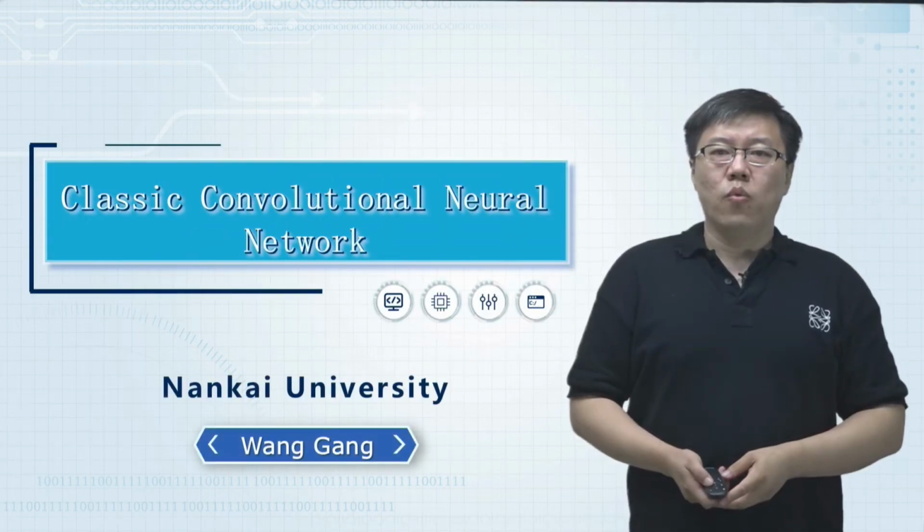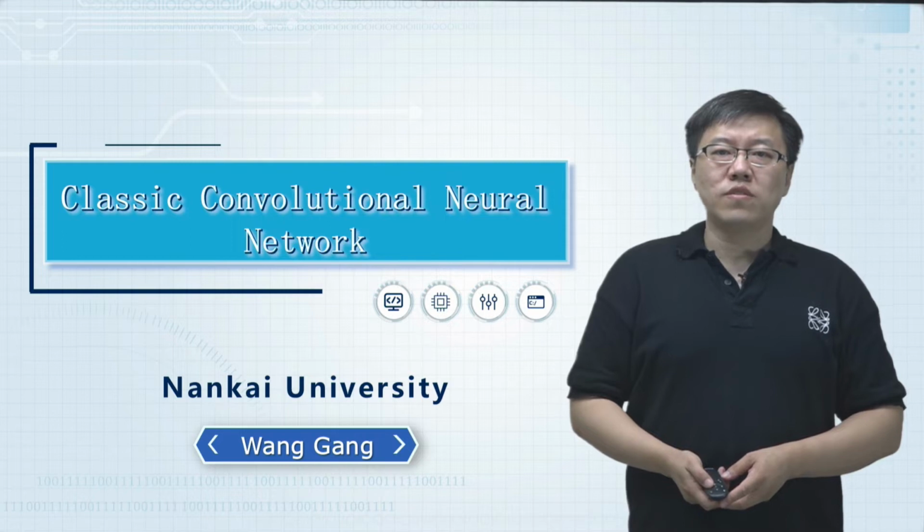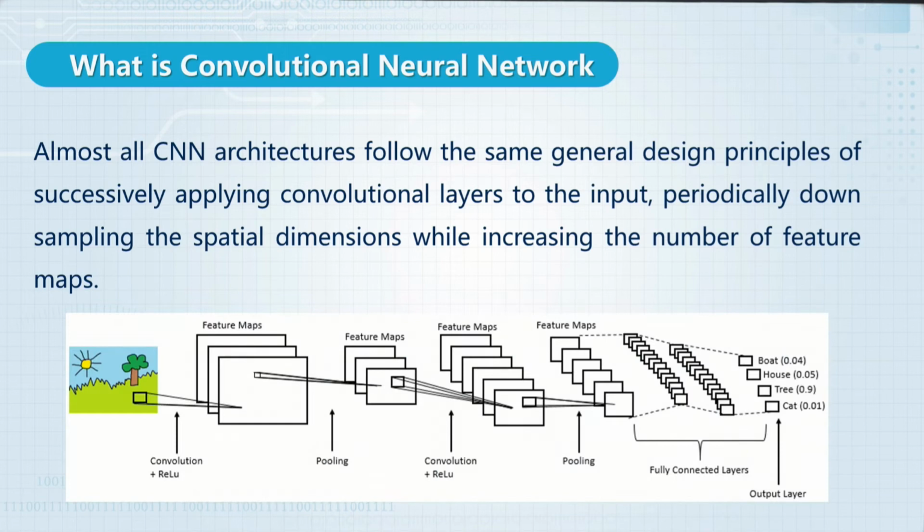Hello everyone. We have learned the basic architecture of convolutional neural networks. In this section, we will discuss commonly used architectures for convolutional neural networks. As you will see, almost all CNN architectures follow the same general design principles of successively applying convolution layers to the input, periodically downsampling the spatial dimensions while increasing the number of feature maps.